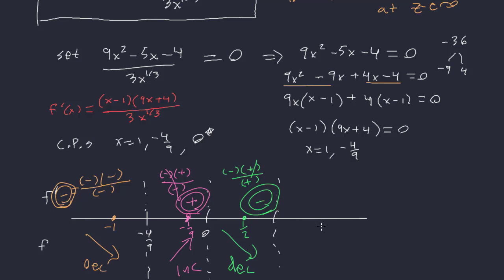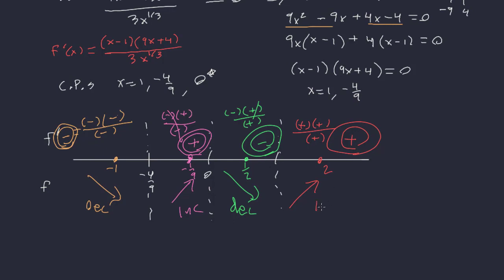Okay, and then in our final region, I'm just going to pick 2, right? Something greater than 1, and it'll be 2 minus 1, that'll be a positive. This will definitely be a positive, and this will be a positive. So we have positive, positive, positive. The whole thing is positive, so now we've gone back up to increasing. Okay, so we go decreasing, increasing, decreasing, increasing. So that means that negative 4/9 is going to be a minimum. Okay, 0 goes from increasing to decreasing. That's going to be a maximum.